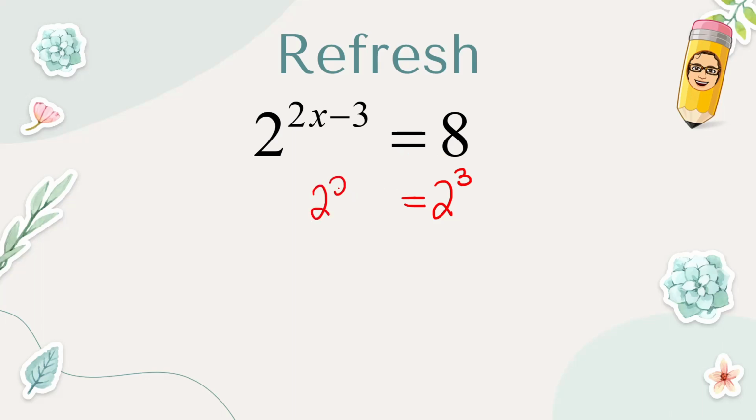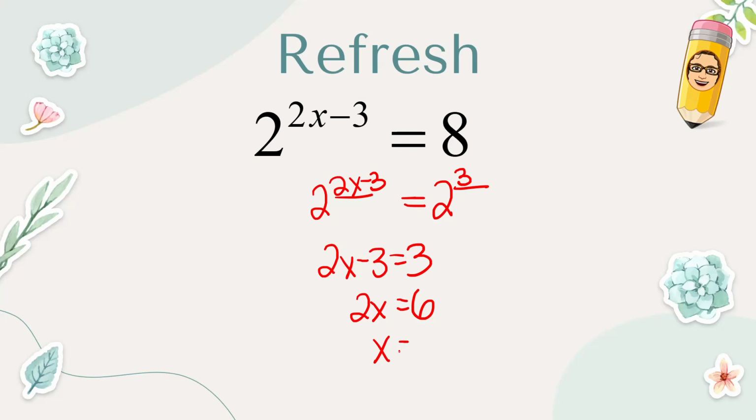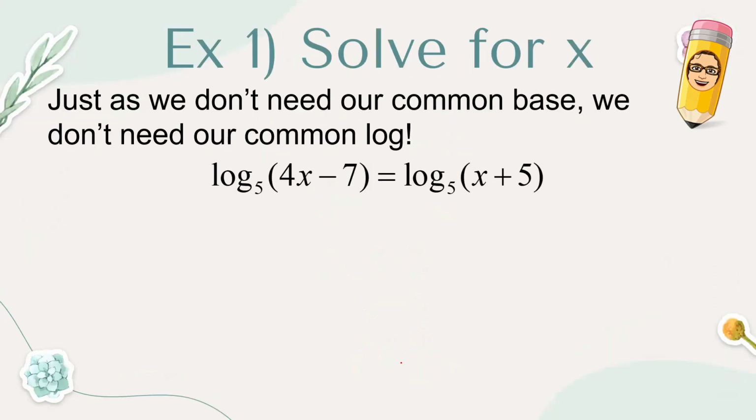So we rewrote our problem, and now we have the same base, so let's just set the exponents equal. And then we kept solving, and we got x is 3, right? And just as we don't need our common base, we don't even need to worry about the common log. So if I have two logs that have the same base, they both have a base of 5, I really don't care about the logarithm.